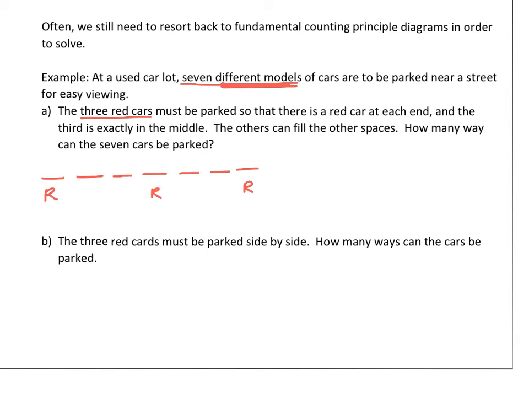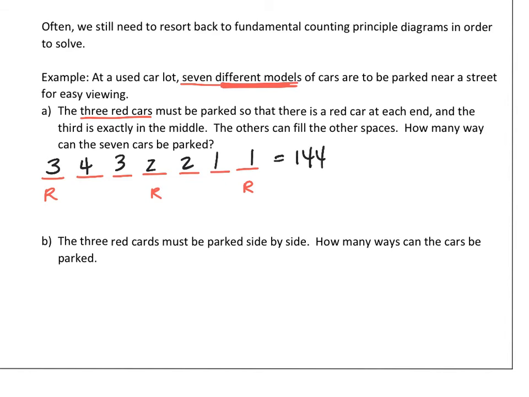So when I go to place that first red car, I have 3 of them that I can choose from, and then 2, and then 1. And there would be 4 other cars left that I could place in the other places. Okay, so that is equal to 144. So you can use the fundamental counting principle.